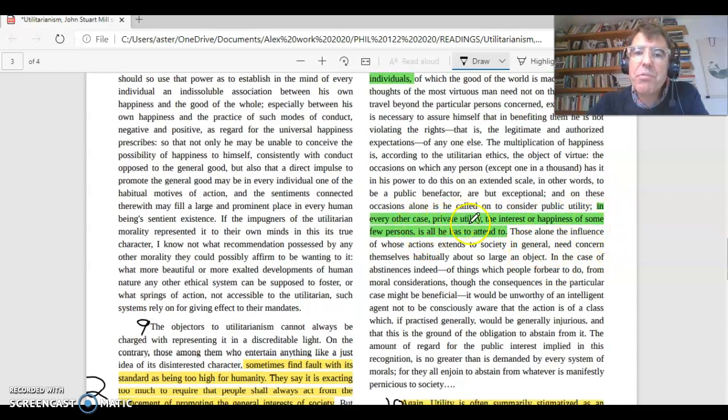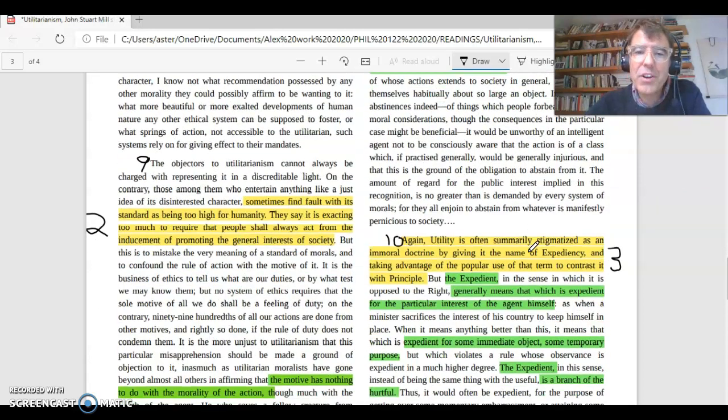Here's another good line. In every other case, private utility, the interests or happiness of some few persons, is all he has to attend to. So again, utilitarianism is not too high for humanity because most of the time, unless you're president or something like that, you only have to think about a few people. And so utilitarianism is not too much for us. We can handle it. That's his rebuttal. Let's go to paragraph 10.